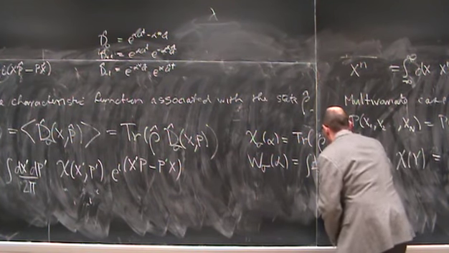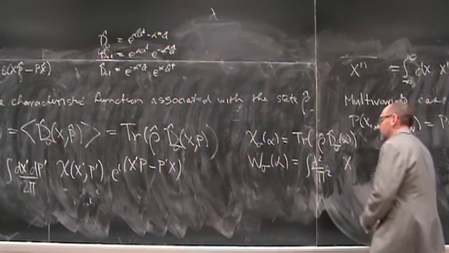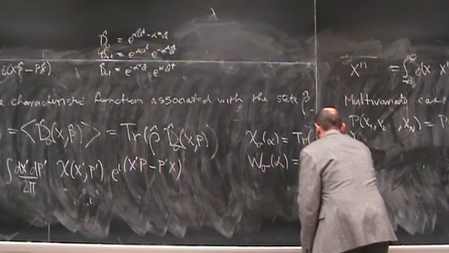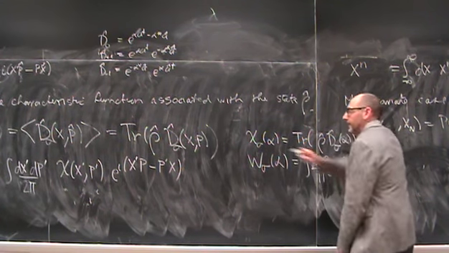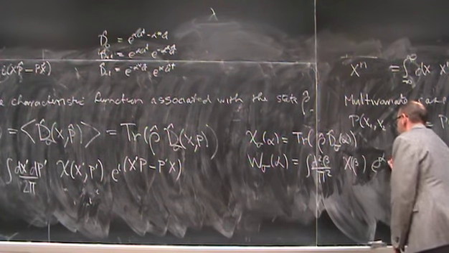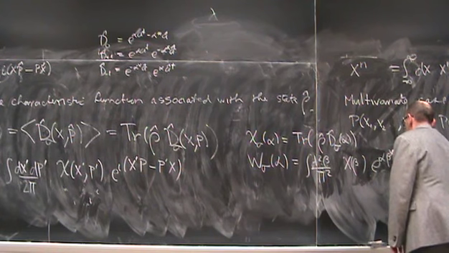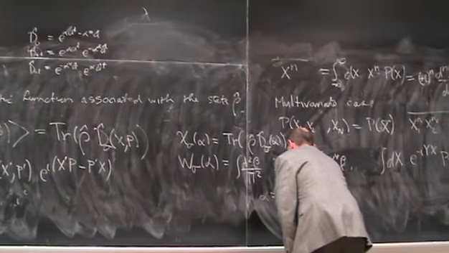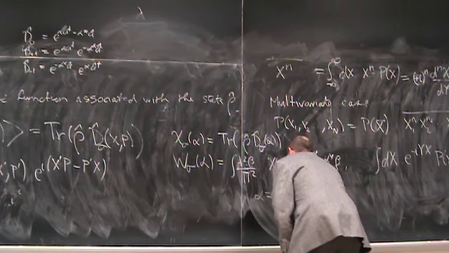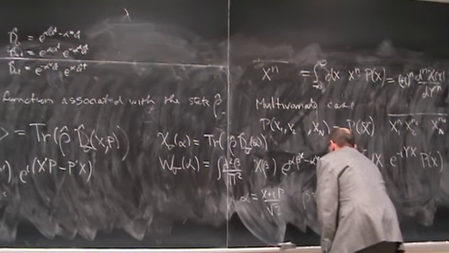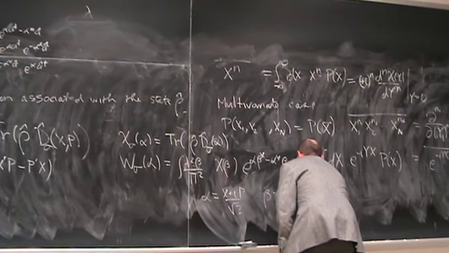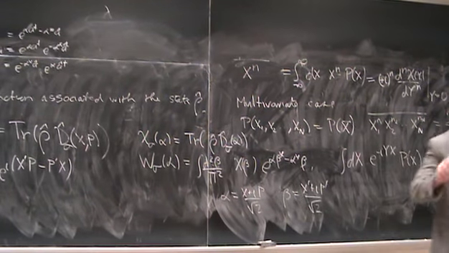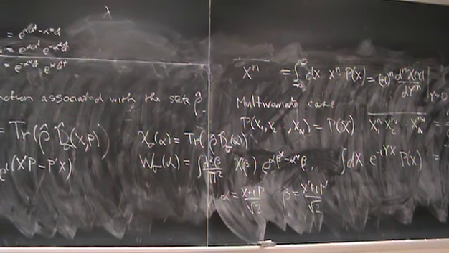Oh, I guess I should call this some other label. Beta. And then that thing becomes alpha beta star minus alpha star beta, where alpha is equal to x plus ip over root 2, and beta is x prime plus i p prime over root 2. This is where the root 2's really come in handy, otherwise it's a pain. So that's why at the end of the day, it's better to keep the root 2's in there.